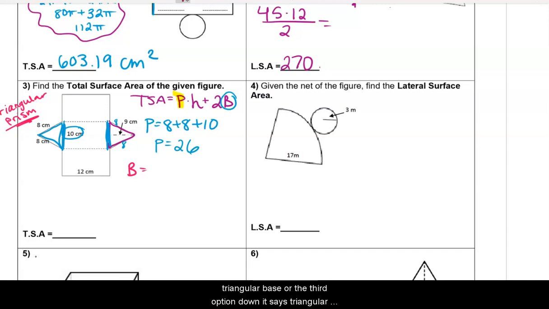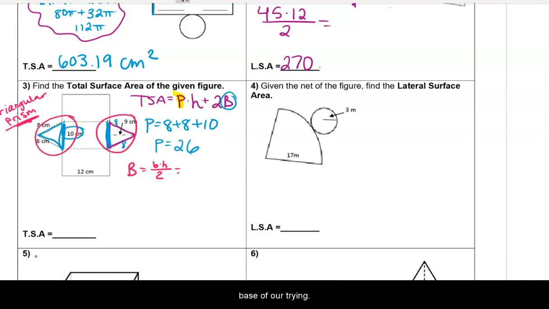It says triangular base, big B is going to be the base of the triangle times the height of the triangle divided by 2. So just focusing on these triangles here, what is the base of our triangle? It is 10. And the height of our triangle is right here, 9, divided by 2. So 10 times 9 is 90 divided by 2 gives us 45. So now we have the two numbers we need.